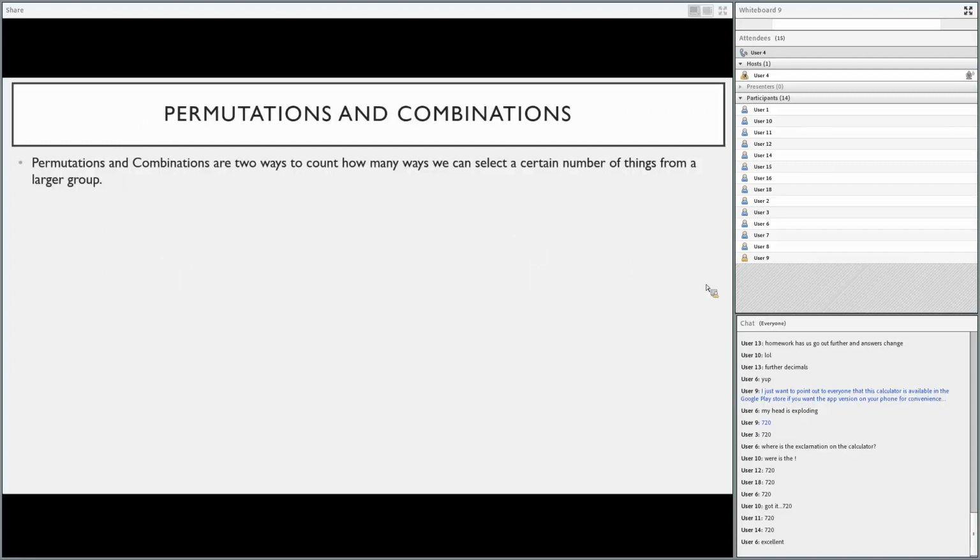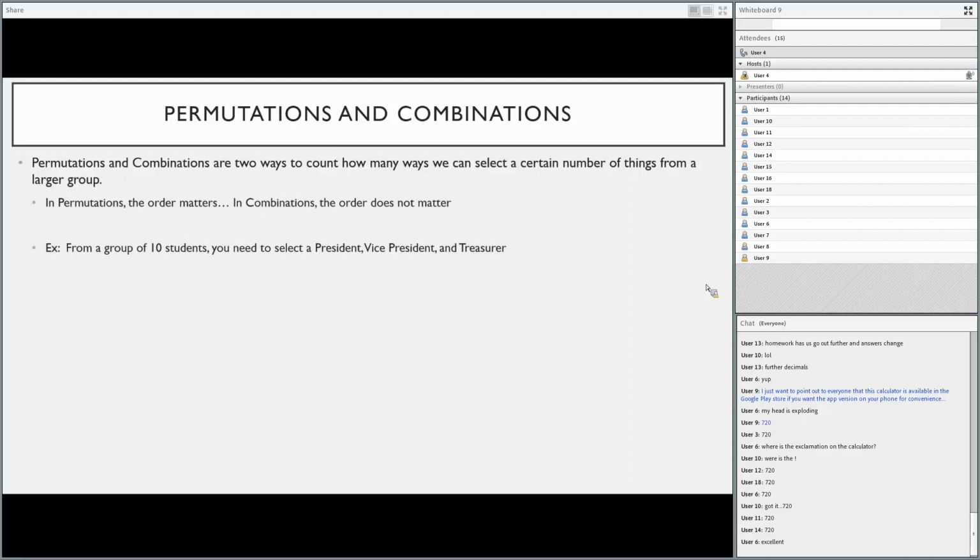All right. So the way we count things up, we can do it in two ways. One is called permutations and one is called combinations. These are two ways to count how many ways we can select a certain number of things from a larger group of things. In permutations, the order matters. And in combinations, the order does not matter.